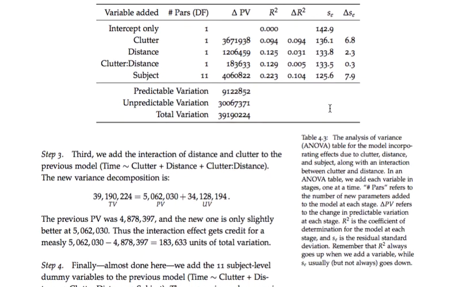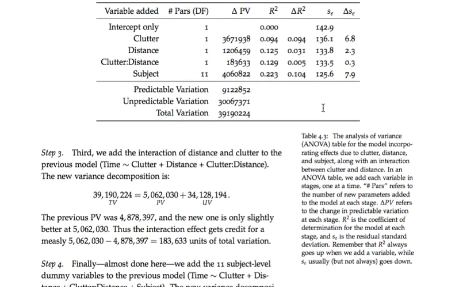Okay. And so, in the final analysis here, it looks like subject level effects contribute the most to the predictive performance. The clutter effect contributes the next most. Then the distance effect is kind of in third place. And then the clutter distance interaction contributes the least.